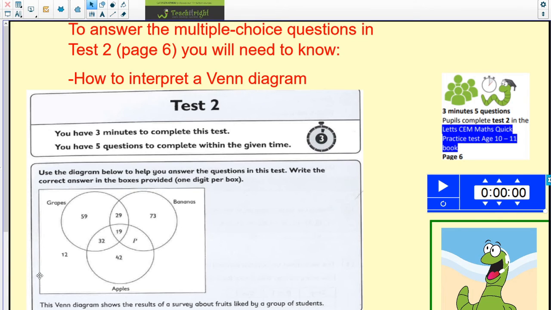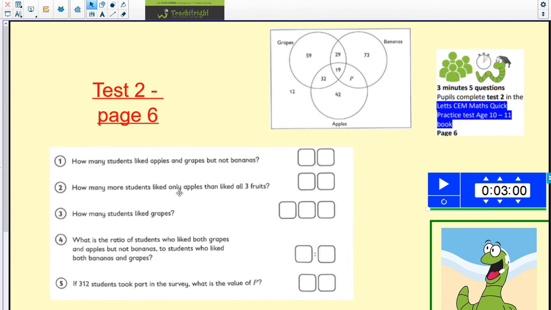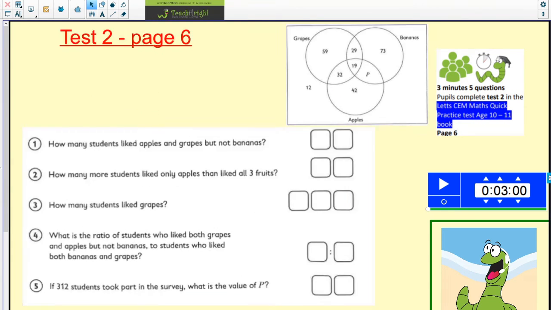Right, guys. I'm going to start going through the questions now, so hopefully you're ready. This is the Venn diagram we need, and here are some questions to go through. Right, let's run through these questions. How many students like apples and grapes, but not bananas? So let's find apples, grapes, but not bananas. This section here. So 32.